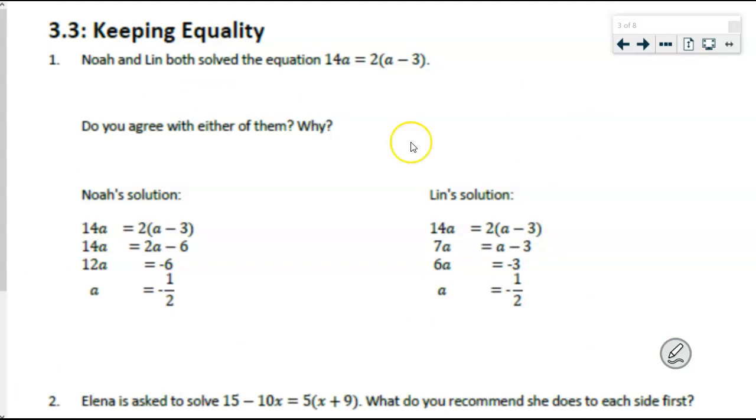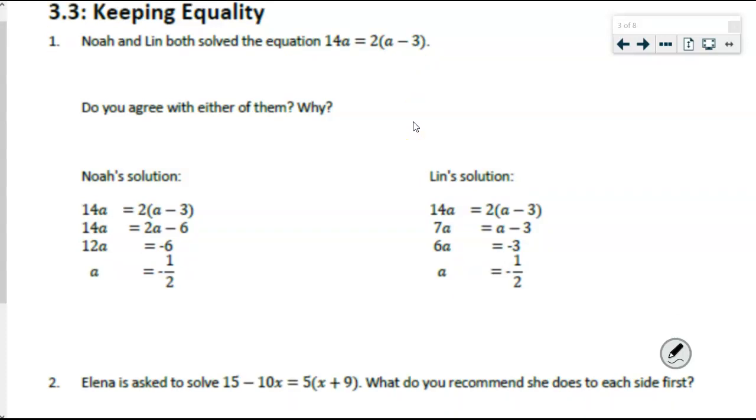Ready, set, go. Okay, let's talk about it. Do you agree with either of them? I heard interesting comments as I walked around the room, so I'm curious to know who is going to share their thoughts. Sam. Yeah, I would agree with that too. Before I even do anything else, don't they both come up with a is equal to negative 1/2? Yeah, so either they both did it right or they both did it wrong, probably, right?